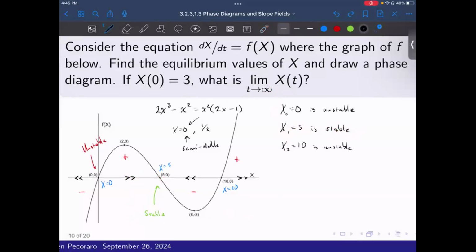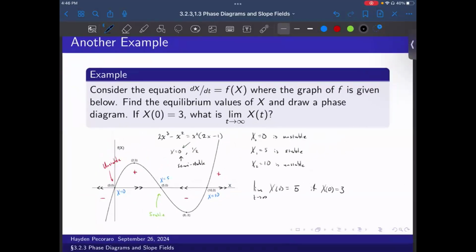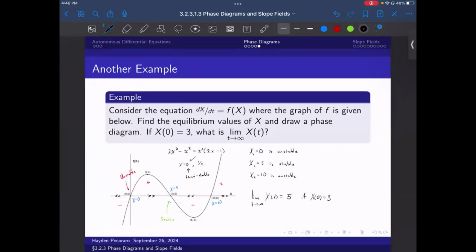And so we can say the limit as t goes to infinity of x of t equals 5 if x0 is 3, if we initially have 3 of whatever we're measuring. Okay. That's an example of phase diagrams.